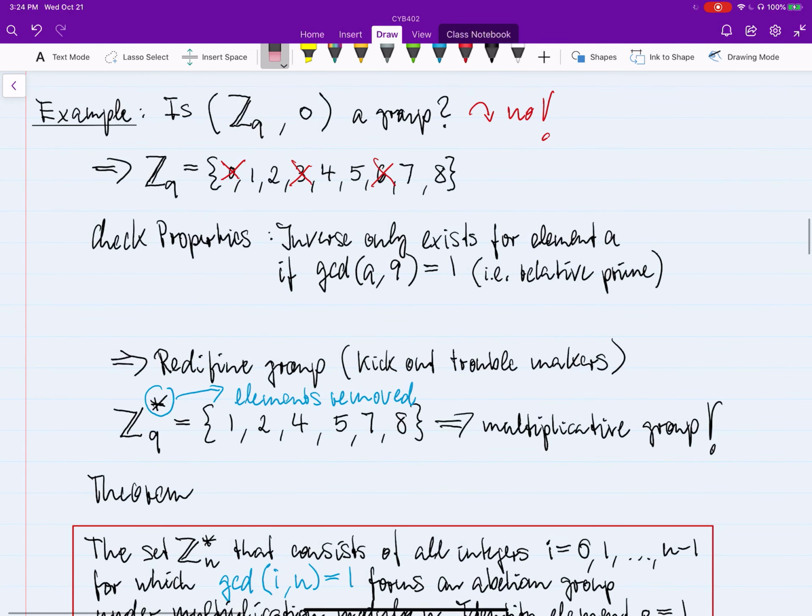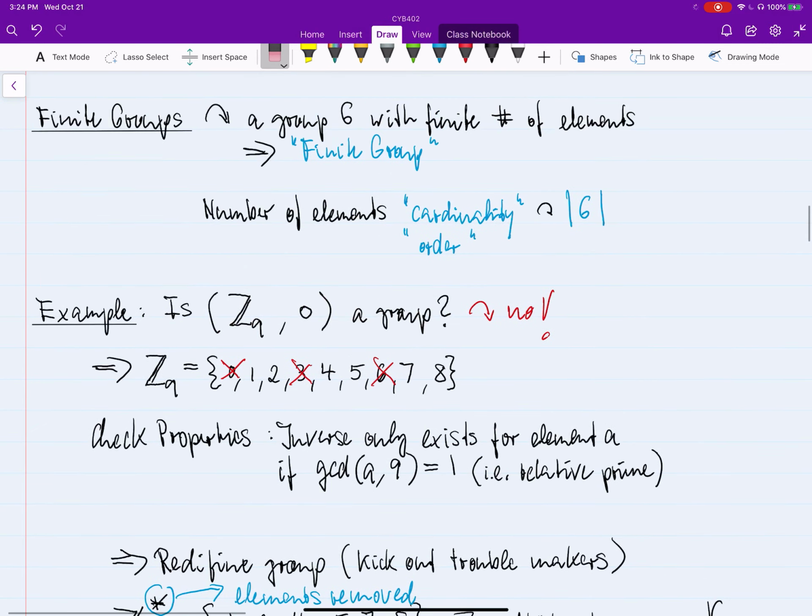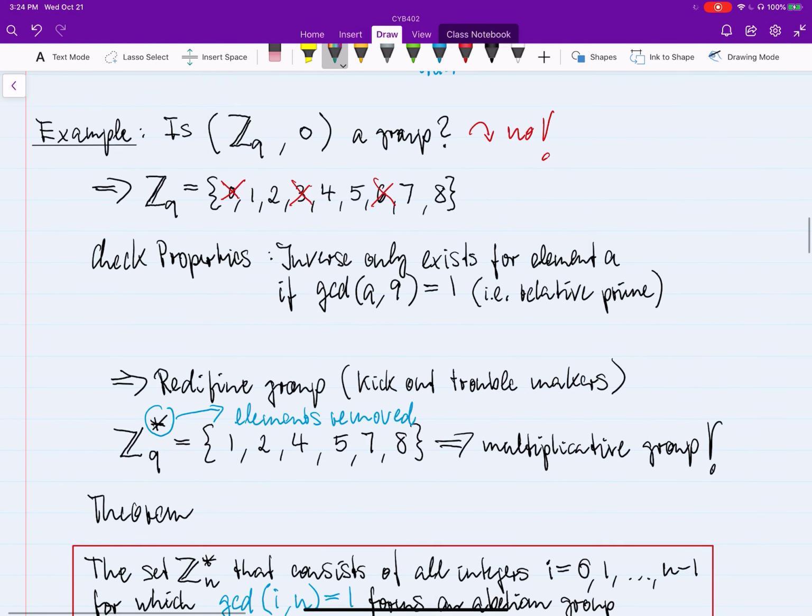Let's look into Z9. And for the group operation, for the purposes of this class, we want to assume that we have the multiplication followed by modular reduction. So is Z9 a group? It turns out Z9 is actually not a group. So if we look into the group Z9 and its elements, those are the elements here.